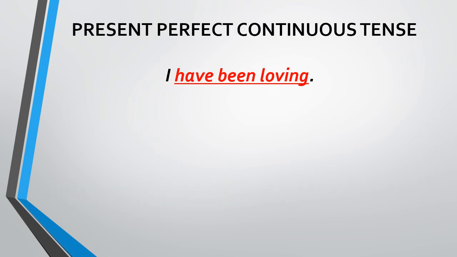The fourth subtense under present tense is present perfect continuous tense. So the best way to identify is the use of has, have, or had, because we have the perfect word in that tense. And because continuous is mentioned in the subtense, you will have a word ending with ing. I have been loving.